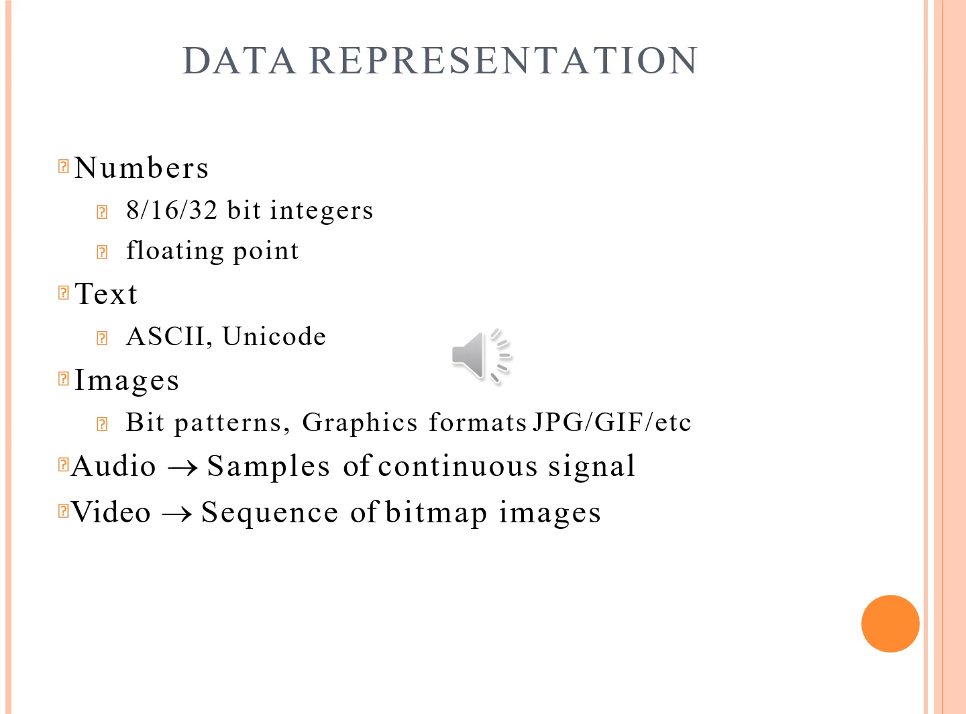We have audio, samples of a continuous signal. It means if we are talking about audio, there is continuous flow in between, with no pause, and that particular voice or audio would travel as per the order specified for it, right? And we have video, the very important thing, which is a sequence of bitmap images. It means that direction, that movement, everything would be as per what is happening within the videos, right?